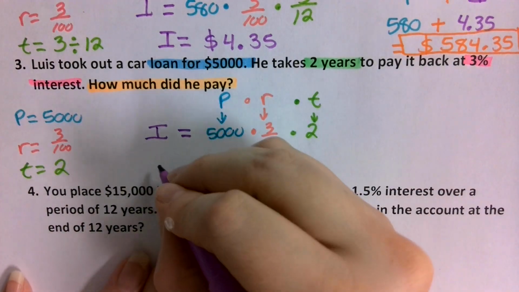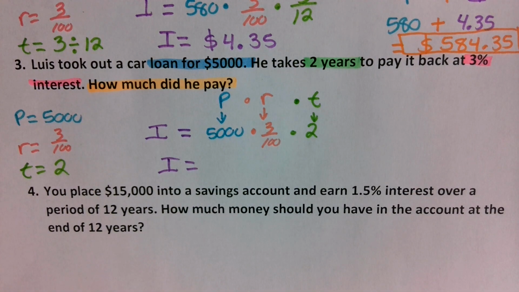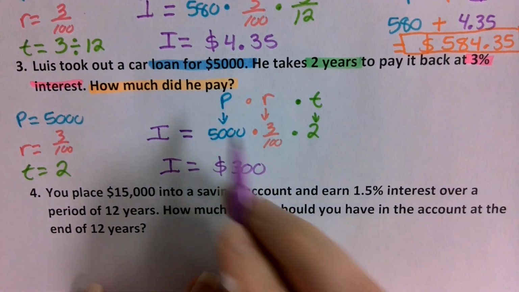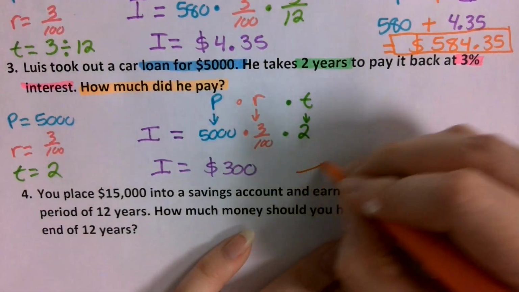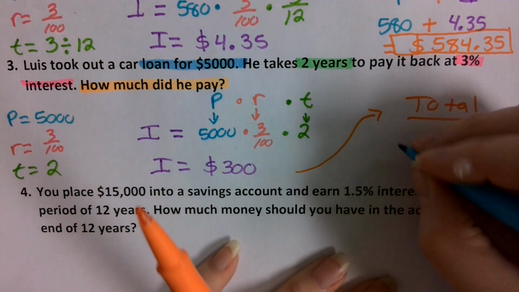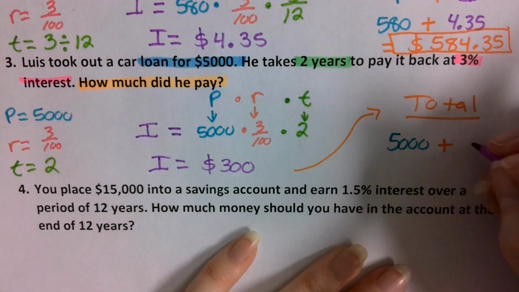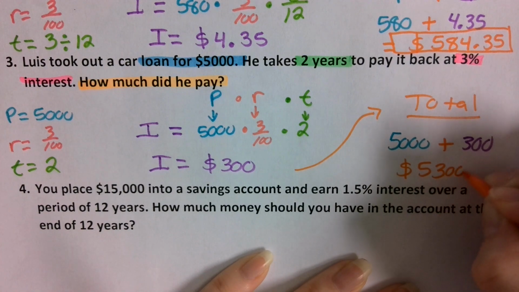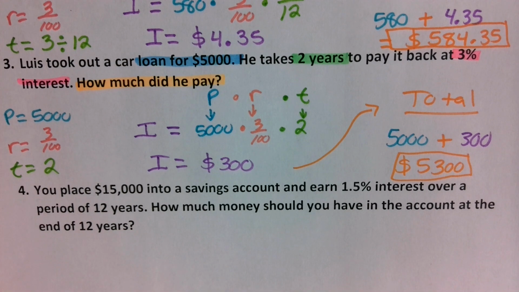So the interest right now, when we do 5,000 times 3 over 100 times 2, that's going to come out to $300. So not only does he have to pay back $5,000, but he also pays back the $300 in interest. So we need to calculate the total. The total is going to be that principal, which was 5,000, plus the 300 for the interest. And that's going to come out to 5,300. Please make sure you're paying close attention to whether you're finding interest or whether you're finding a total.